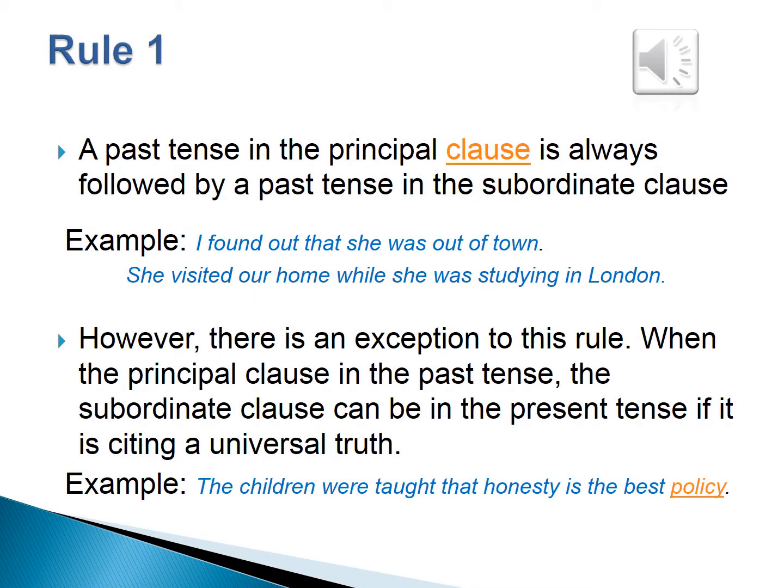Rule number 1. I have already explained this rule. A past tense in the principal clause or main clause is always followed by a past tense in the subordinate clause. Example, I found out that she was out of town. So in both the clauses, the tense is in the past. However, there is an exception to this rule. When the main clause is in the past tense, the dependent clause or subordinate clause can be in the present tense if it is citing a universal truth. The children were taught that honesty is the best policy.